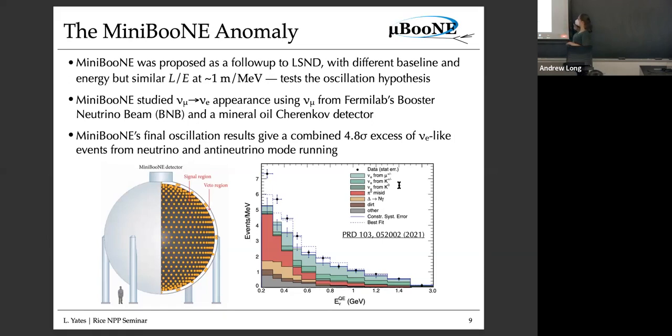Okay, and yeah, to add to that, MiniBooNE's final results give a combined excess, between neutrino and anti-neutrino mode, of about 4.8 sigma. So pretty significant, and in a similar region of phase space to LSND. So together, these two are pretty suggestive, but maybe not conclusive.